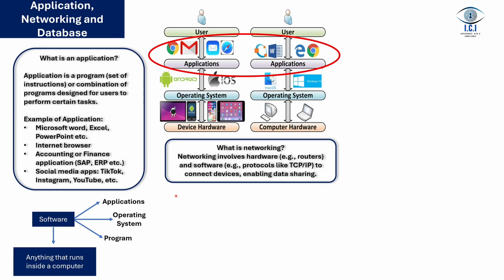Now let's go to what networking is. Networking involves hardware. When we talk about hardware, we're talking about routers, switches, hubs, etc. Please don't worry, we will still treat that separately. This is just an overview. We will still go in depth into networking. We just want to know what networking is, and we said it involves hardware and also software. When we talk about software, we talk about protocols like TCP and IP.